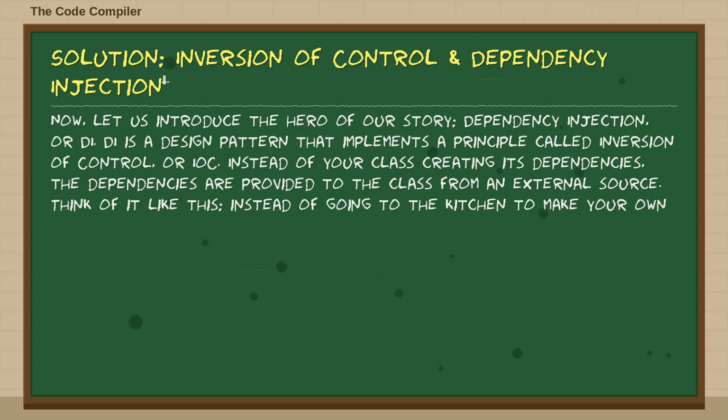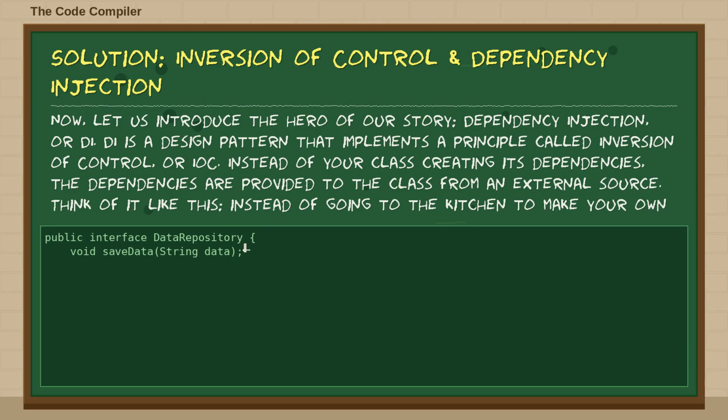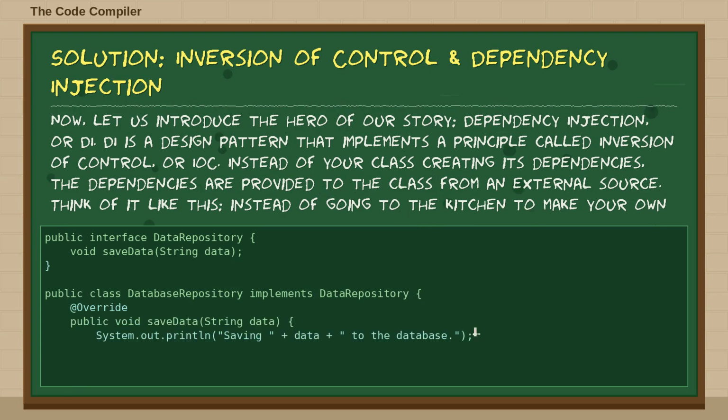In programming terms, instead of user service creating user repository, the user repository is injected into user service. This can be done through a constructor, a setter method, or even directly on a field. This makes user service independent of how user repository is created, leading to loose coupling and much more flexible code.